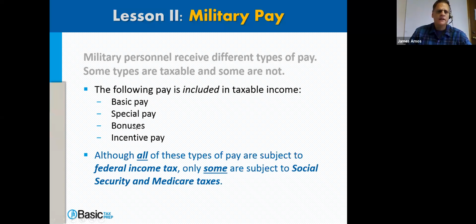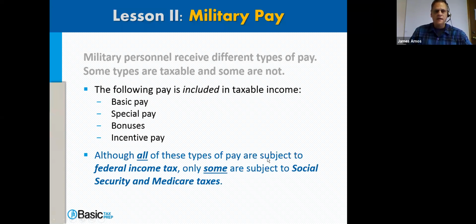Bonuses, if they get like a re-enlistment bonus of $10,000, guess what? That $10,000 is going right into box 1. It's all getting put in there. Incentive pay. Incentive pay is when they need people to go into specific areas of work. Like, for instance, they might be short on dentists in the military, so the military might offer any dentist willing to enlist for a period of like 6 years special incentive pay, usually in addition to a bonus to enlist. So all of those are taxable.